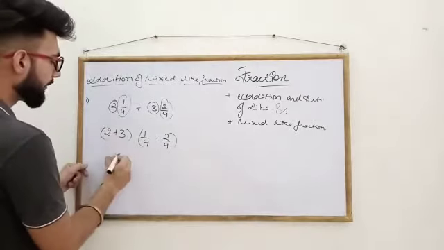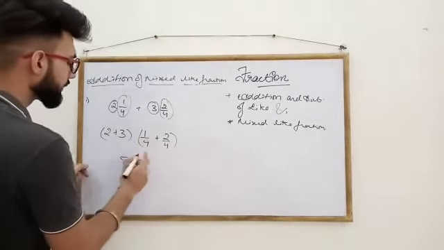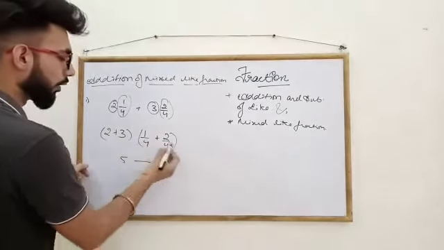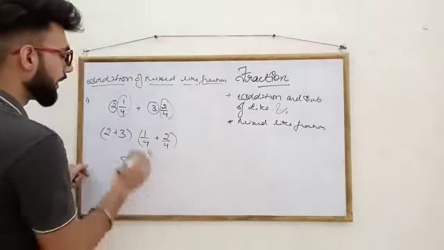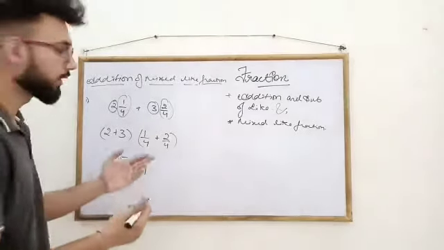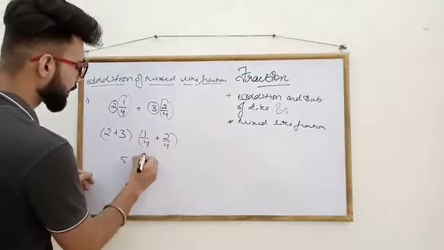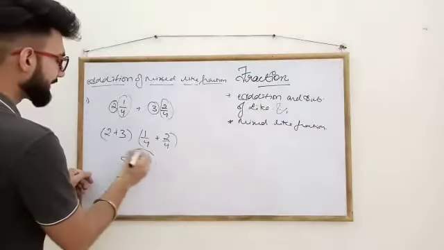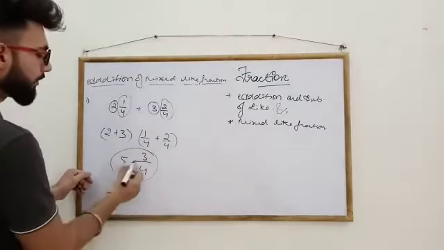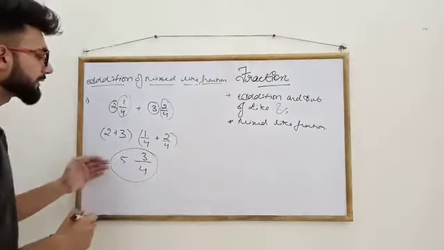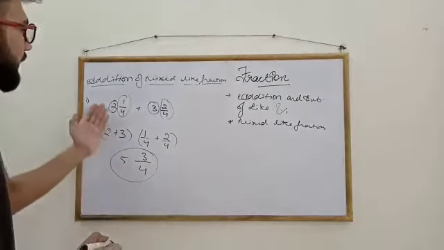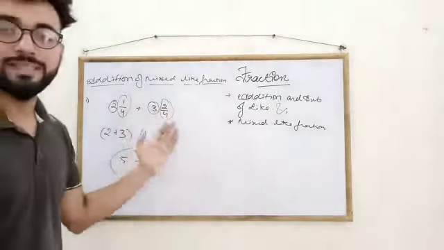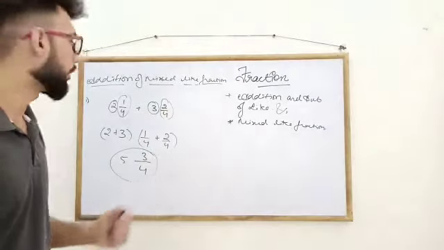So 2 plus 3 would be 5. And here we see 4 and 4, the denominator would be the same, 4, and we do normal addition. 2 plus 1 is 3. Now as you can see, the answer we got is 5 whole 3 by 4. So in this manner we can solve the addition of mixed like fractions. We'll solve one more example.